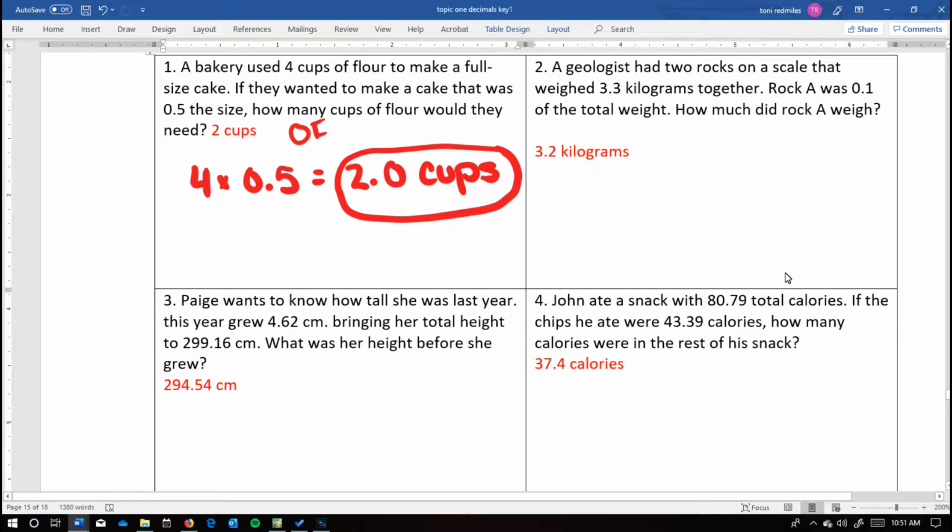A geologist had two rocks on a scale that weighed 3.3 kilograms together. Okay, together is kind of another word for total, and I think we even say total in the question or later. Rock A was 0.1 of the total weight. How much did rock A weigh? Now remember the word total, the idea that this question is giving me that they want a total is addition, which means I'm adding rock A plus rock B.